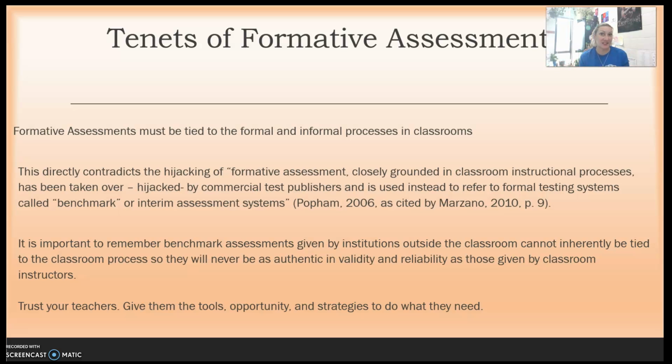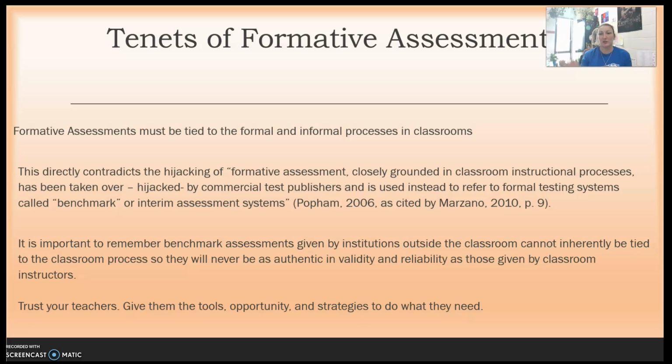How is an EOC a summative if we're not teaching the test? Because we're following the standards. So if we're following the standards as part of our education, then we are teaching the test. And the summative does work to gauge our teaching. But formative assessment especially must be tied to the classroom experience. So interim assessments don't count.